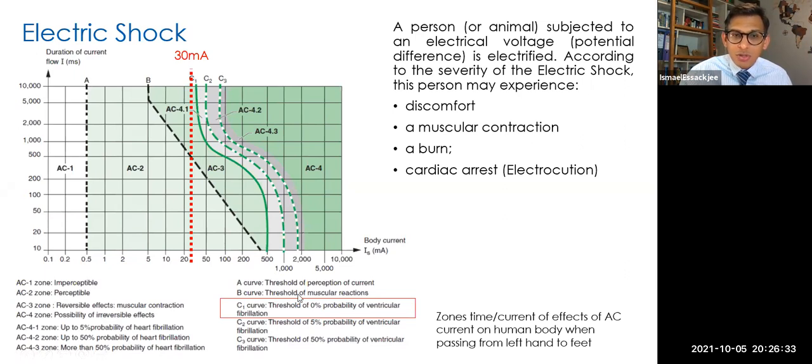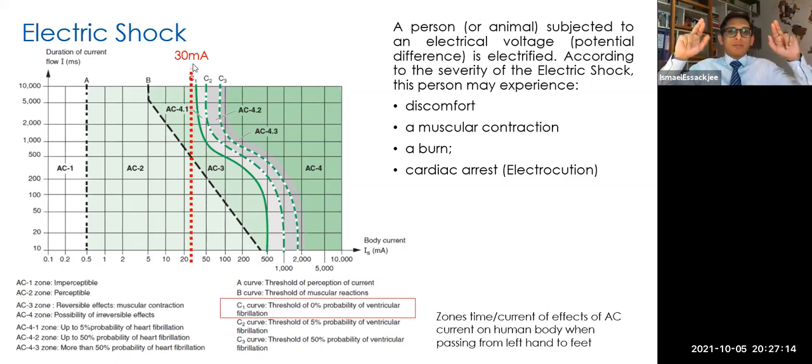What does C1 show us? C1 is a threshold of 0% probability of ventricular fibrillation. Ventricular fibrillation is where the current is affecting your heart directly. So before C1, where we have our red line, we have 0% probability. You have C2, where you have 5% probability of getting serious cardiac arrest and death as well, or C3, which is 50%. We won't be going into these limits. We want to remain on the safe side. That's why we recommend that the RCD should be rated at 30 milliampere.